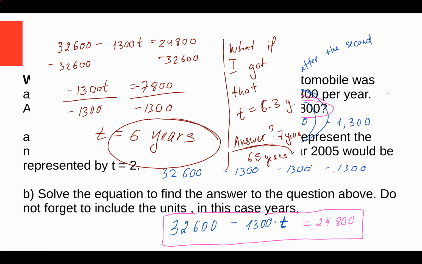But if they are measuring in full years, you'll have to say 7, because after 6 years, the price will not be as low as what we are looking for. And if they're okay with having the decimal, that could be the answer. But usually for years, no. We need to know the whole number there. So the answer in this case will be 7 years.